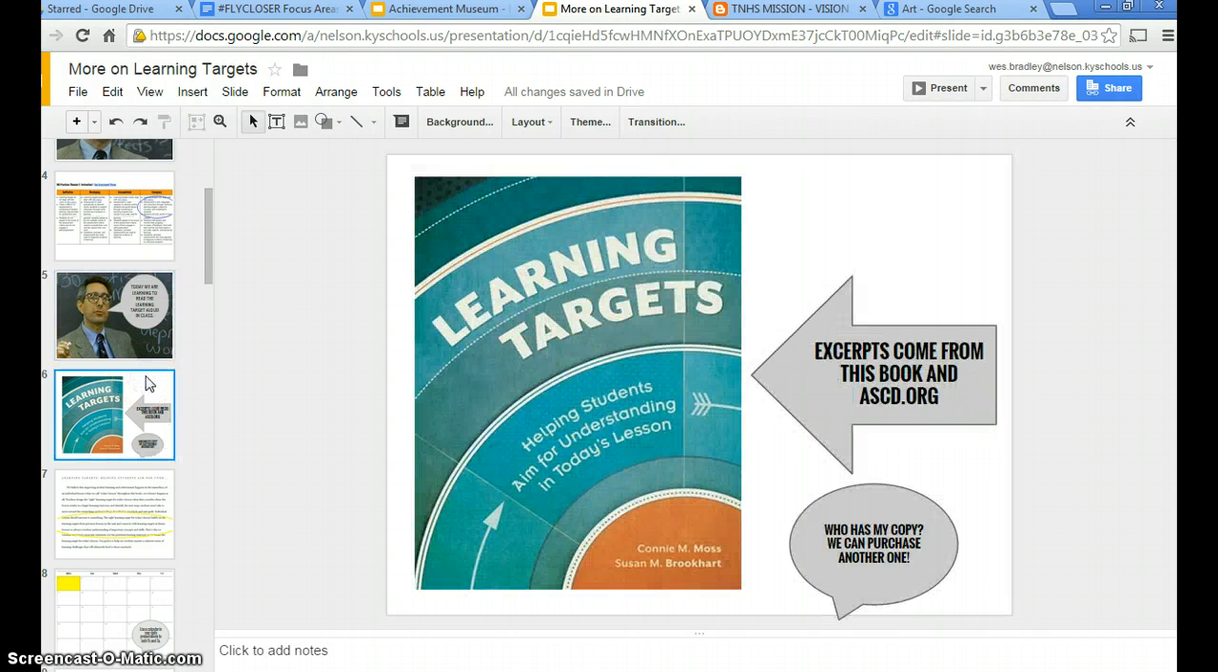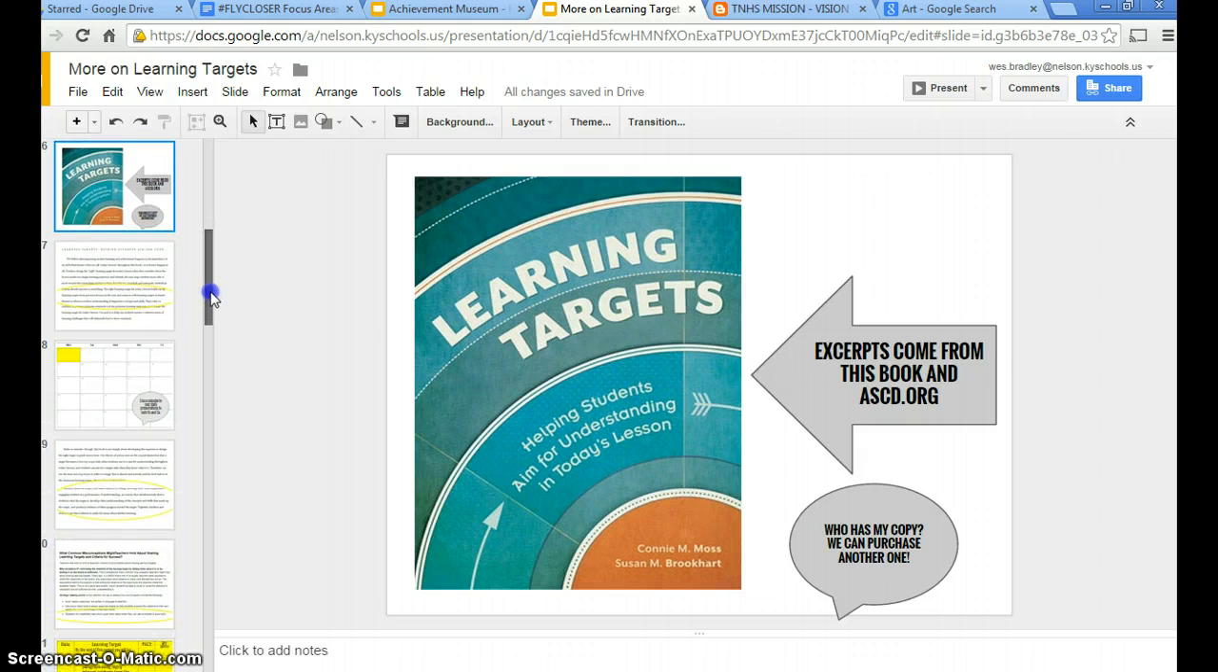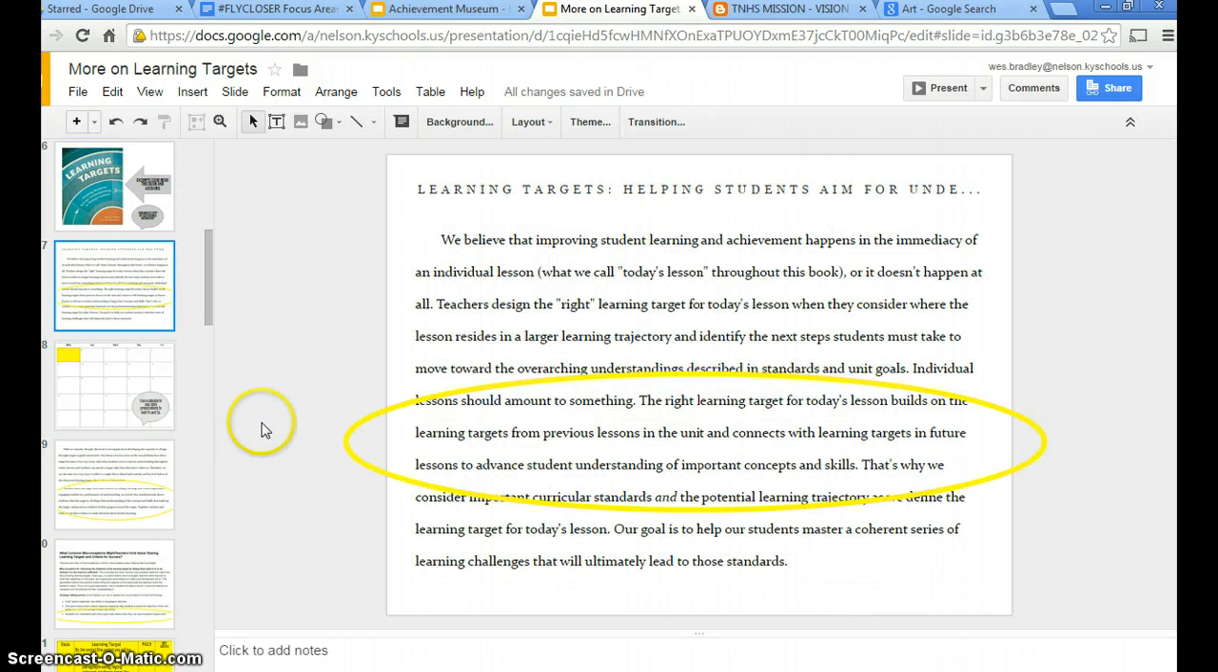Therefore, talking about learning targets and key ideas about learning targets from one of my favorite books right here in front of you, Learning Targets, which someone in this school has because I can't find it anywhere in my office. I want to briefly share some of the key assumptions here about learning targets.